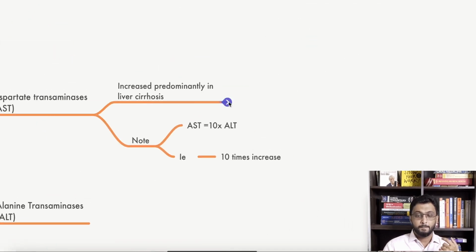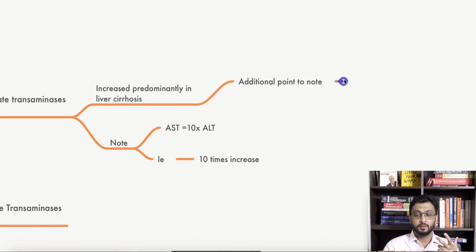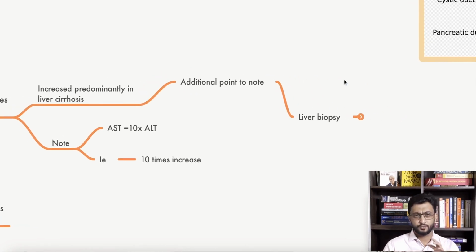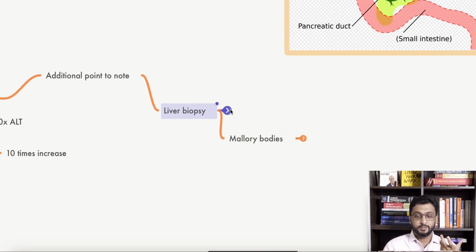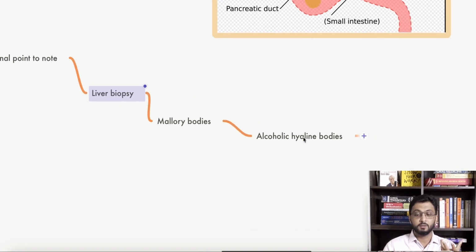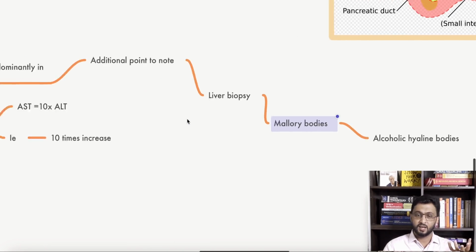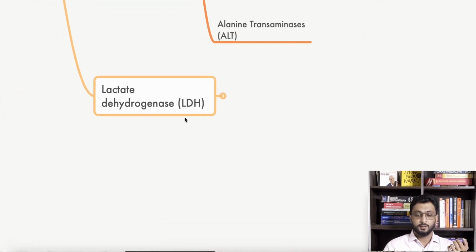Now, as I've told you, an additional point to note here: in an alcoholic cirrhosis patient, if you do a liver biopsy, you can see something known as Mallory bodies, which is nothing but alcoholic hyaline bodies. In cirrhosis, basically what happens is fibrosis of liver, and this fibrosis with hyaline bodies gives rise to the Mallory bodies. A simple question which can be asked: Mallory bodies are seen in alcoholic cirrhosis, liver cirrhosis.